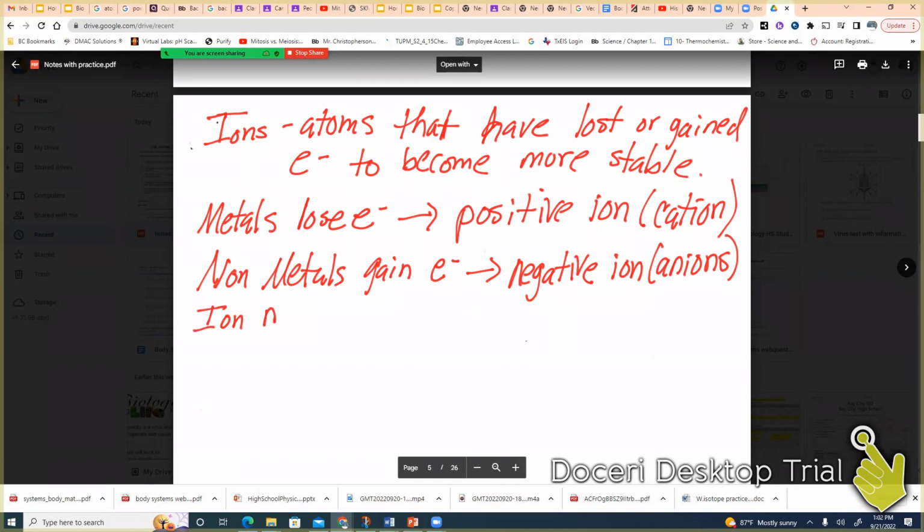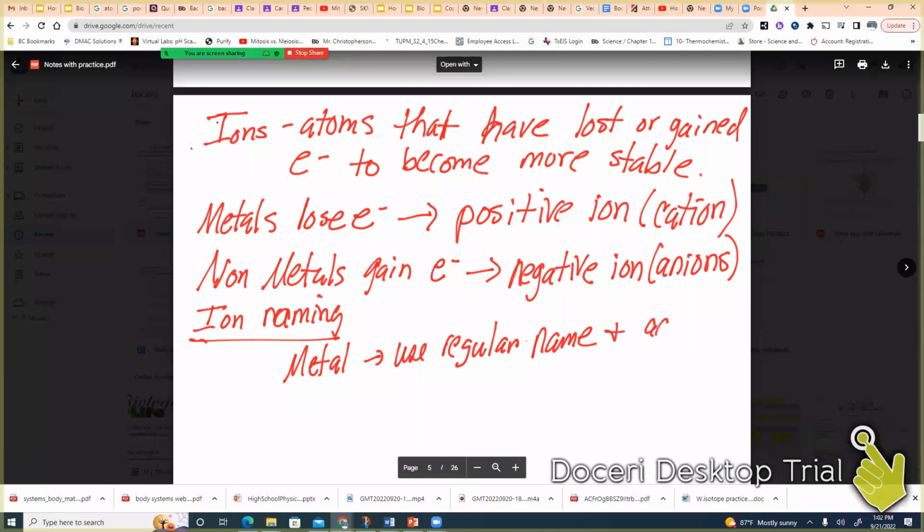So as far as naming, unless you see some kind of representation of it, if you just hear the words, you have to know whether it's become an ion. As far as naming, for the metals you would just use the regular name and add ion. So for example, calcium 2+, if it has a charge up here as a superscript, that's telling you it's an ion. So instead of being called calcium, it is now calcium ion.